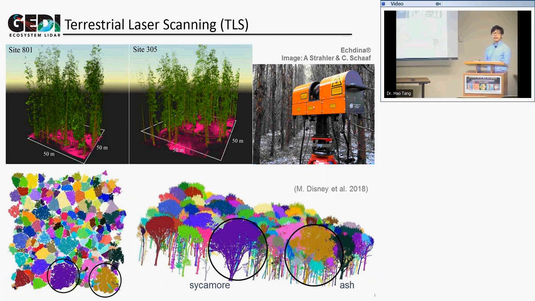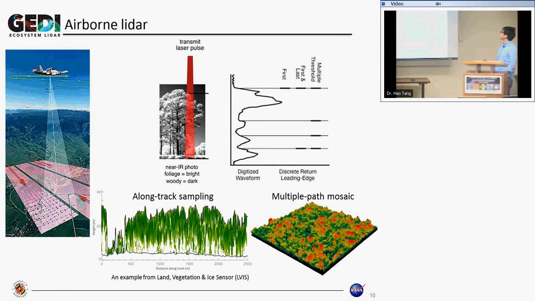These days, TLS develops so fast that there are a bunch of powerhouses in the commercial market that kick in. Notably, this data, for example, comes from the RIEGL VZ-400 scans in London, and some work done by Matt Disney to identify individual tree crowns here, sycamore and ash. And with a lot of data now, people actually want to decimate the data a little bit so it can be easily plugged into the models. Right now, it's really an active research field.